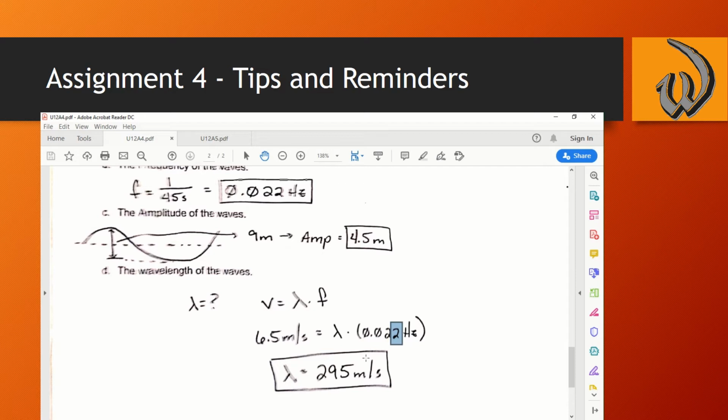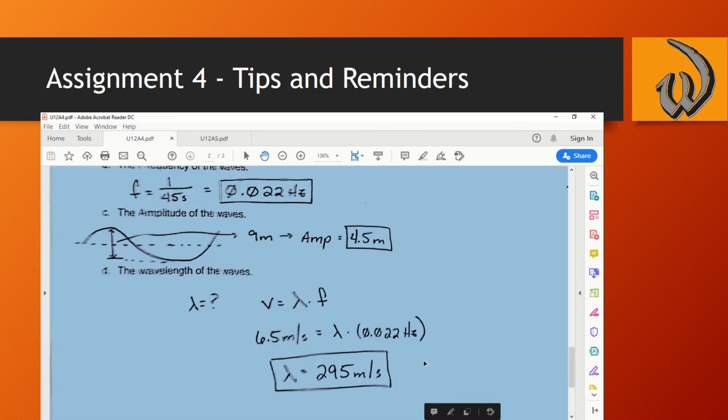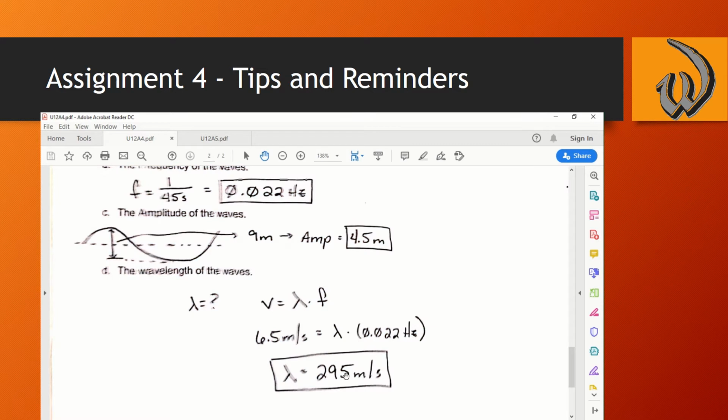Also, I messed up my units here as I'm looking at that. That should have been explicitly meters, so get rid of the per second part. But your wavelength should be around 295. If you got 325 because you just did 0.02, that's fine as well. Just be aware that if you show me your work, you'll never get it wrong, because 325, if you didn't include that last significant figure, would still be correct.